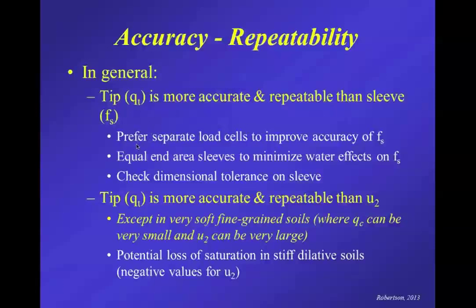To get better accuracy on the sleeve, I prefer that you have separate load cells to improve the accuracy of the sleeve, and you also want equal end area sleeves to minimize the water effects on the sleeve. And ideally, the equal end area sleeve should have a small end area to get even better accuracy. And check the tolerances on the sleeve. Most standards allow that the sleeve should never be smaller than the tip, but they can be slightly larger. And a lot of the standards specify that they can be up to 0.35 of a millimeter.